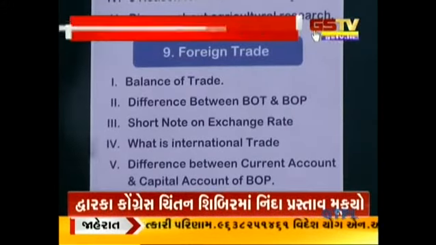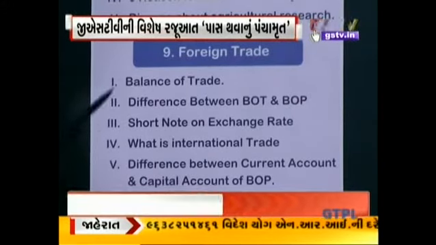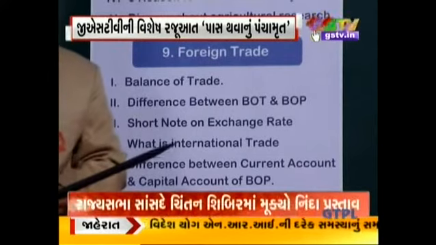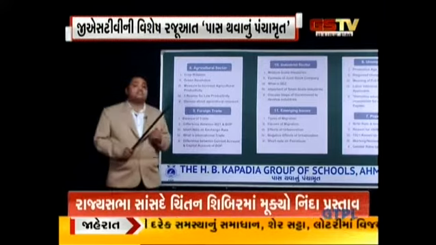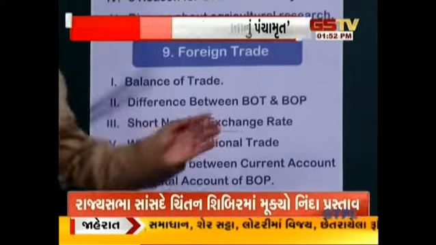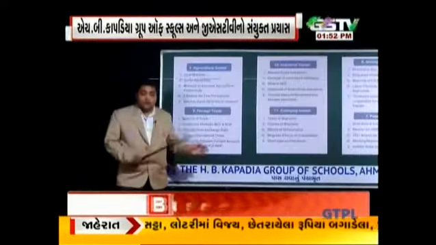The next part is difference between current account and capital account of balance of payment. Students, for this you have to actually understand what is the current account and what is the capital account.